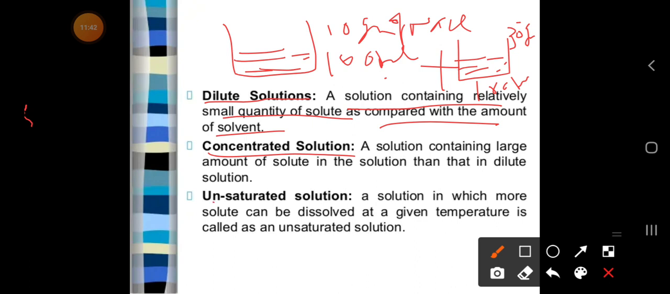So now let us see unsaturated solution. What is an unsaturated solution? I have just spoken about it. An unsaturated solution means, for example, in a 100 ml beaker we are adding 30 grams of sugar or salt. It is going to dissolve. Okay, so at 30 degrees, at room temperature, I have given the temperature here as 30 degrees.